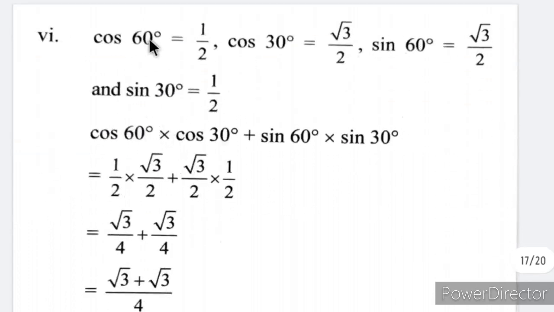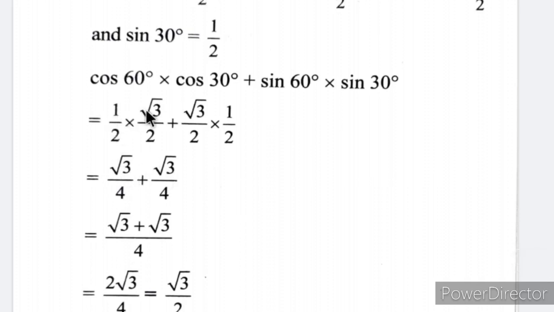Sixth one is cos 60 degree into cos 30 degree plus sin 60 degree into sin 30 degree. So we have the values: cos 60 degree is 1 upon 2, cos 30 degree is root 3 upon 2, sin 60 degree is root 3 upon 2, and sin 30 degree is equal to 1 upon 2. We know this, so we will replace it. Cos 60 degree is 1 upon 2, cos 30 degree root 3 upon 2 with multiplication between them, plus sin 60 degree root 3 upon 2, and sin 30 degree 1 upon 2.